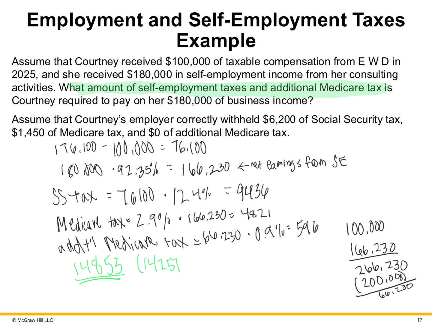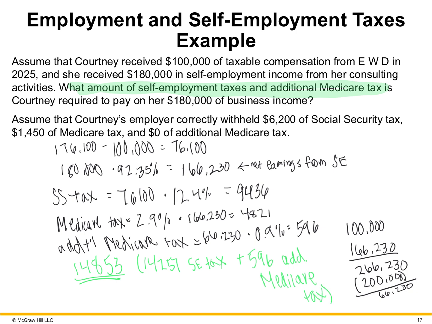$14,257 of that is related to self-employment taxes. So that's $9,436 in Social Security tax, $4,821 in Medicare tax, and then the rest is the $596 of additional Medicare tax.